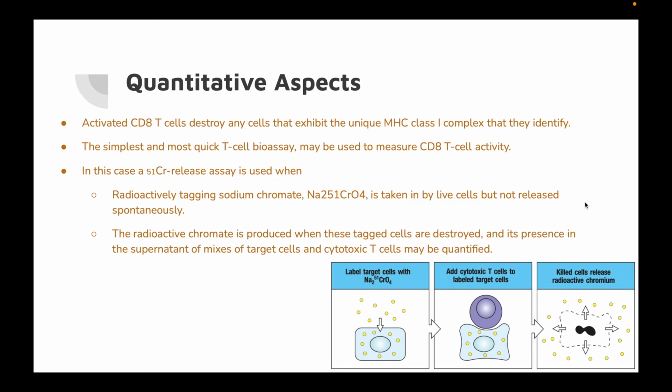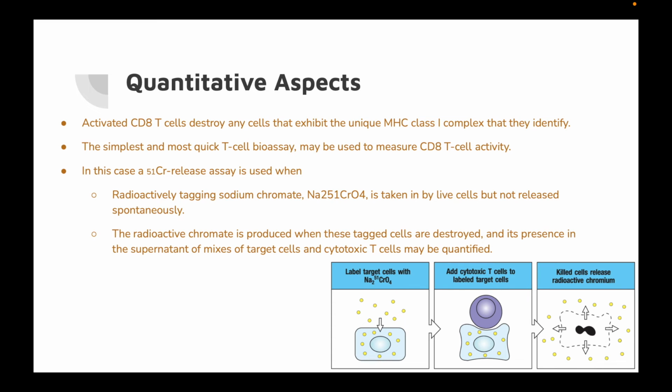Moving on to the quantitative aspects, activated CD8 T cells destroy any cells that exhibit the unique MHC class 1 complex that they identify. Thus, the simplest and quickest T cell bioassay, which is the killing of target cells by cytotoxic T cells, can be used to measure CD8 T cell activity.